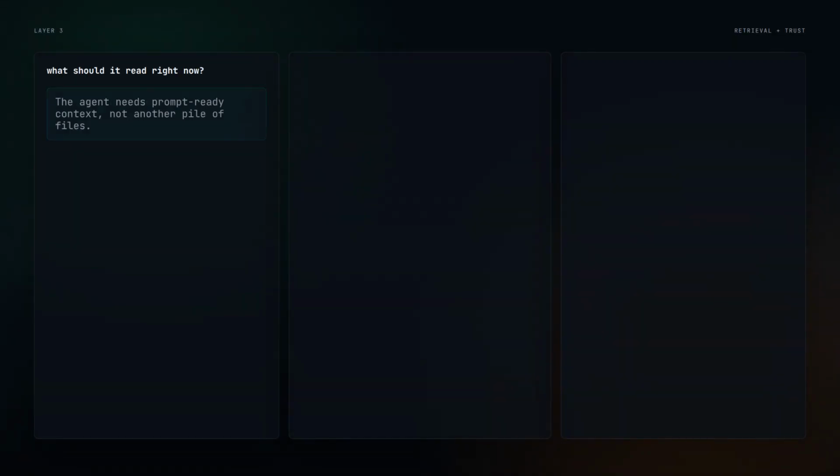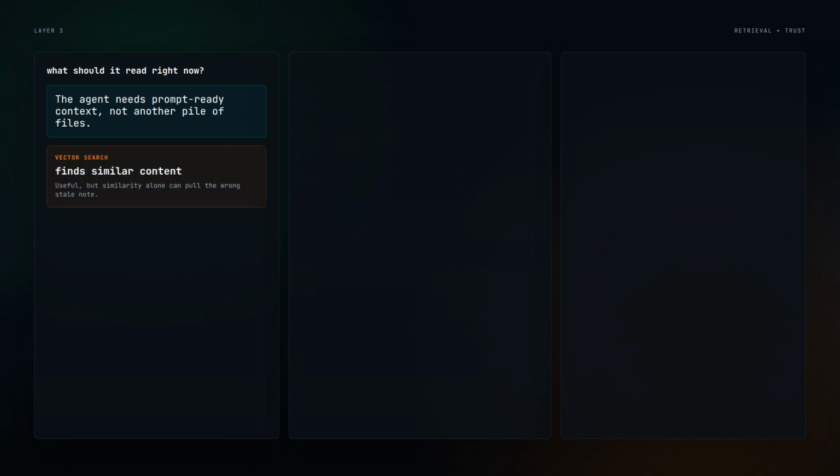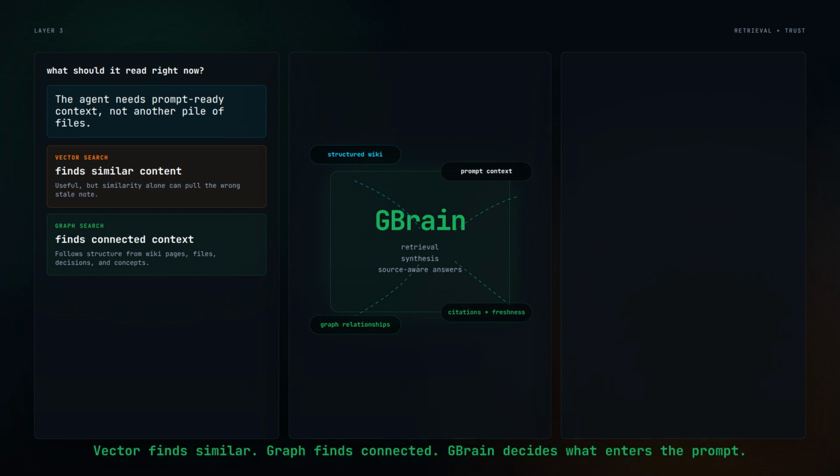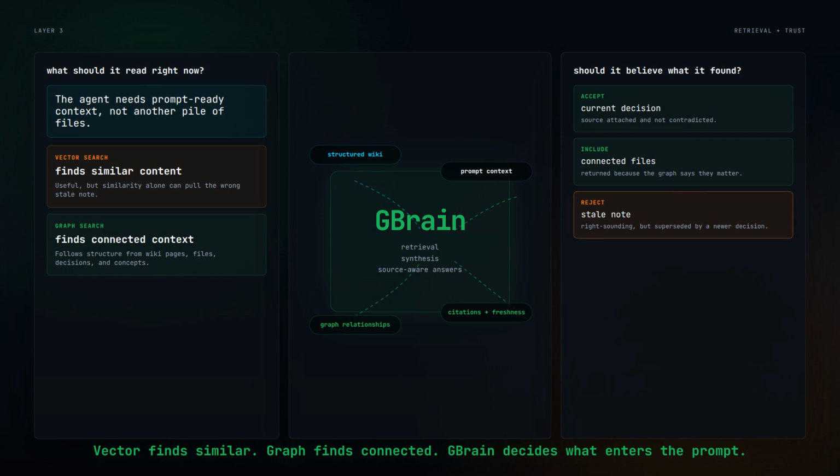The last 2 problems are retrieval and trust. Retrieval answers, what should the agent read right now? Trust answers, should it believe what it found? Vector search finds similar content. Graph search finds connected context. GBrain combines both, retrieval, synthesis, and source-aware answers. It can pull from the structured wiki, follow graph relationships, and return the context that should actually enter the prompt. Without this layer, your memory stack can still retrieve stale notes, outdated decisions, or the wrong file for the right-sounding reason. 4 problems, 4 layers, each one now solved.